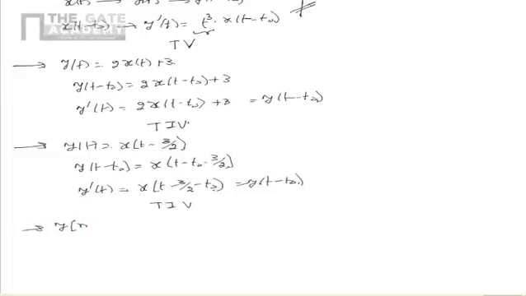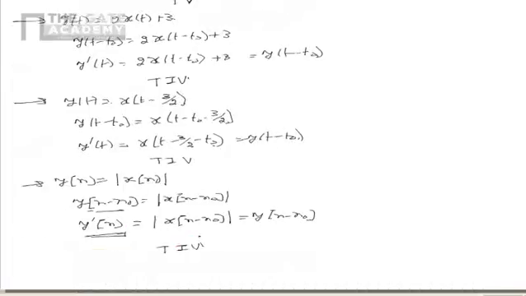Now let us consider another discrete time system which is y of n is equal to mod of x of n. In this case the delayed version of output is y of n minus n naught is equal to mod of x of n minus n naught, and the output due to delayed version of input is y dash n is equal to mod of the delayed version of input, which is x of n minus n naught itself. And this is equal to y of n minus n naught. Here we see that the delayed version of output is equal to the output due to delayed version of input. From this, the given system is time invariant.